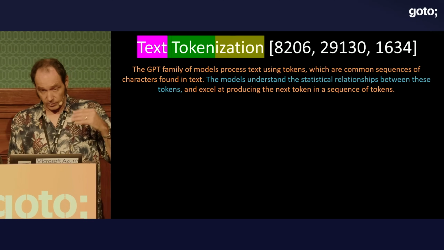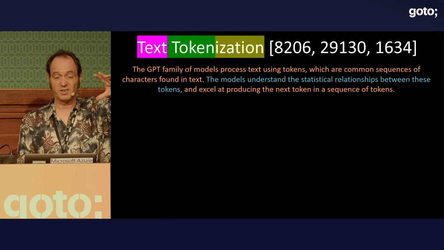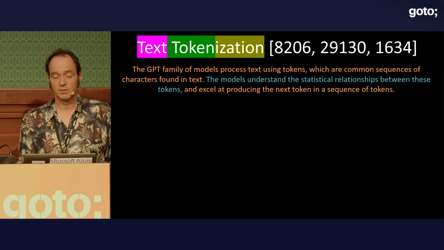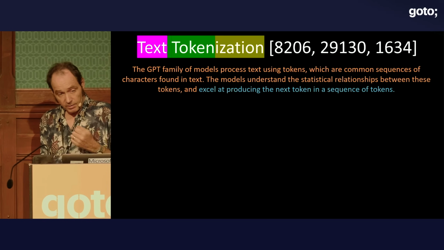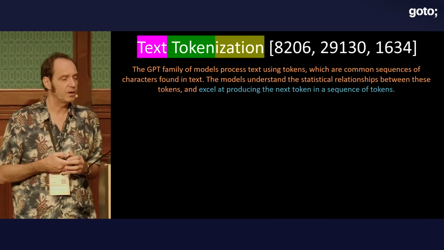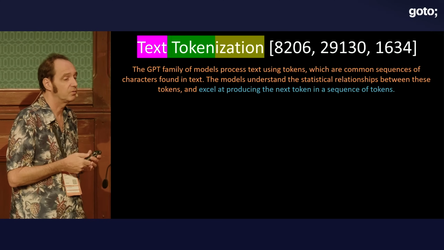We've seen in the code that we convert the text into tokens and we just send integers into the models. We don't send text into the models. So I would argue that the models don't actually understand text. But what they're really, really good at is producing the next token in a sequence of tokens.